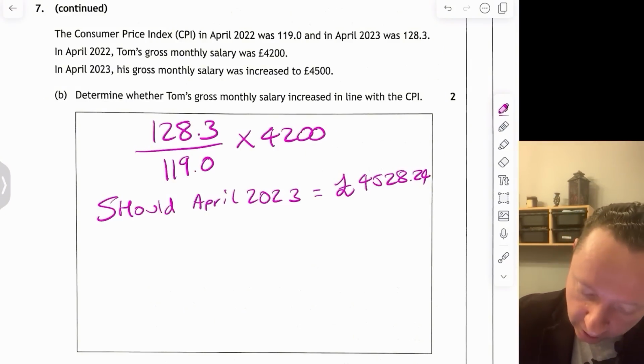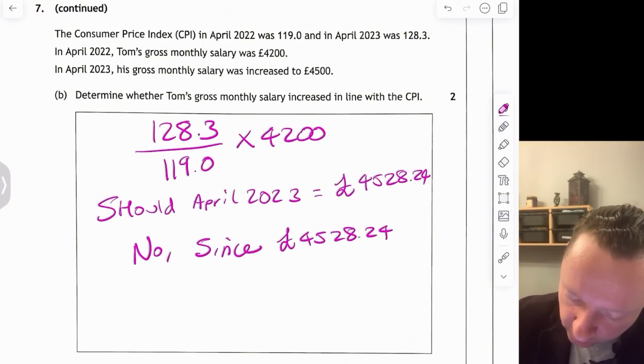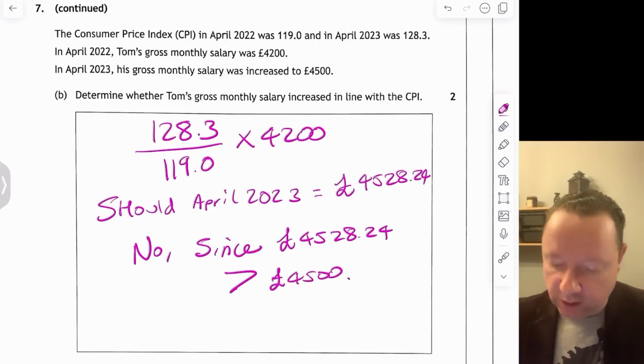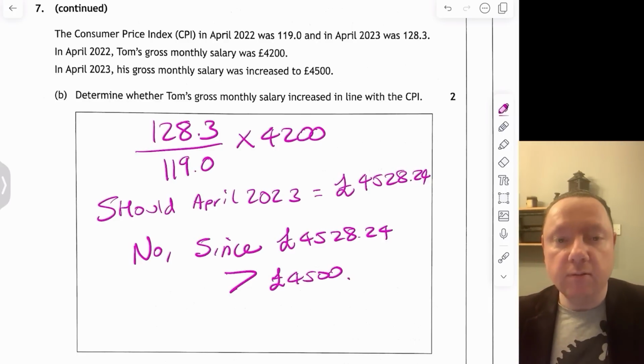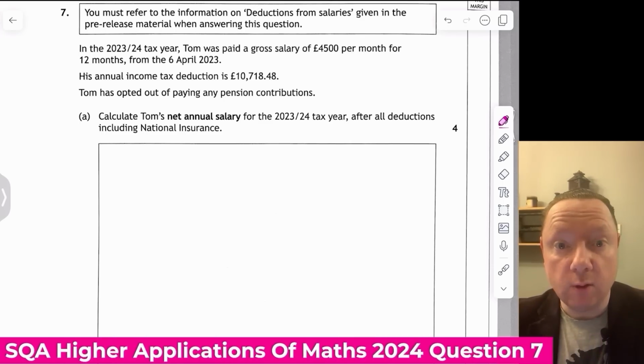Or what I would say is no, since 4528.24 is bigger than 4,500, or since his salary is less than 4528.24. And we're done there. That was Higher Application of Maths 2024, question 7.